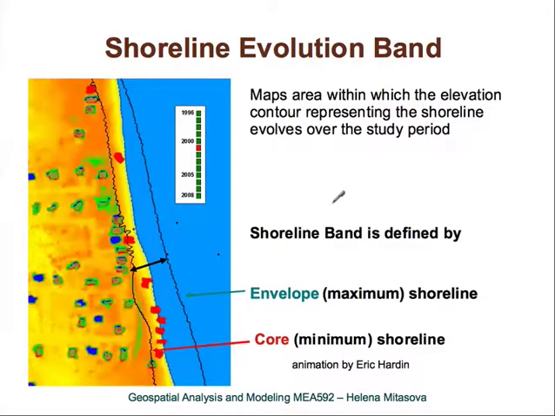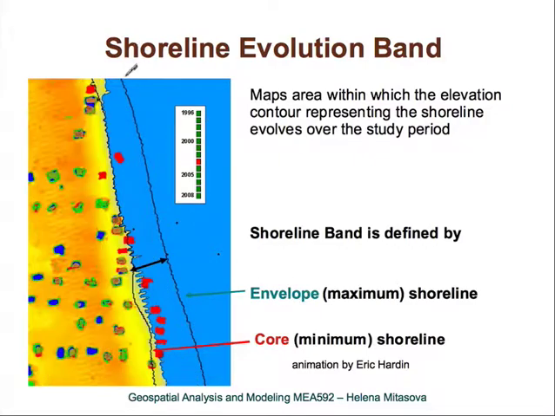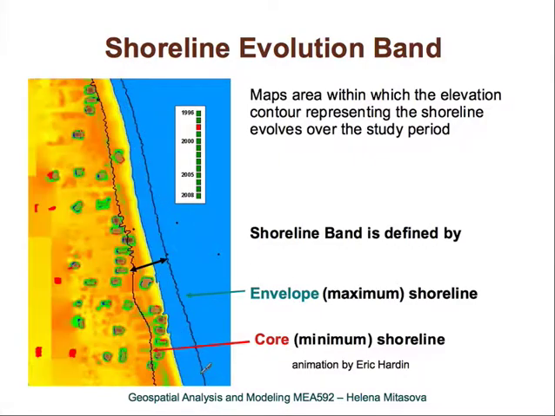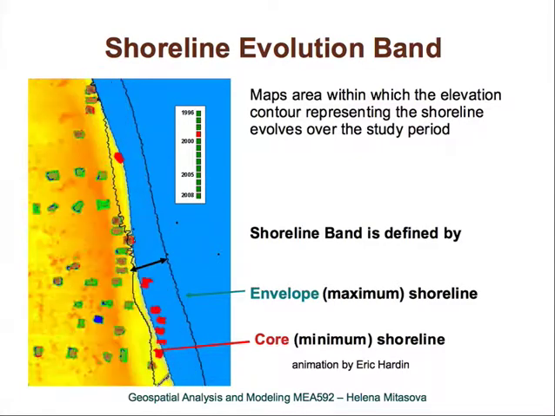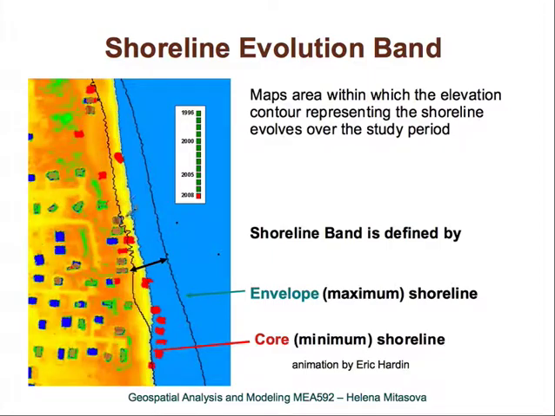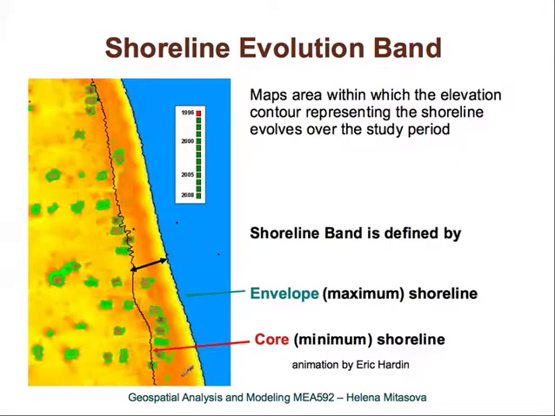When we extract the shoreline from the envelope, we get the maximum extent of the shoreline over time. When we extract the shoreline from the core surface, we get the minimum. And then the shorelines for the individual years essentially evolve within this shoreline band. And as you have seen, it goes back and forth based on whether there is erosion, accretion, whether there was beach nourishment, and so on.